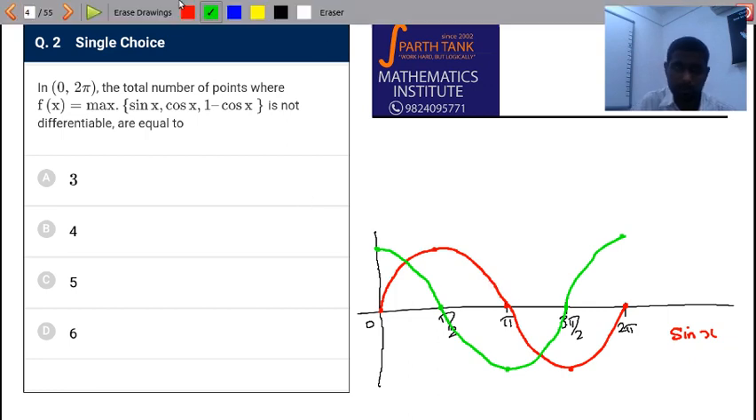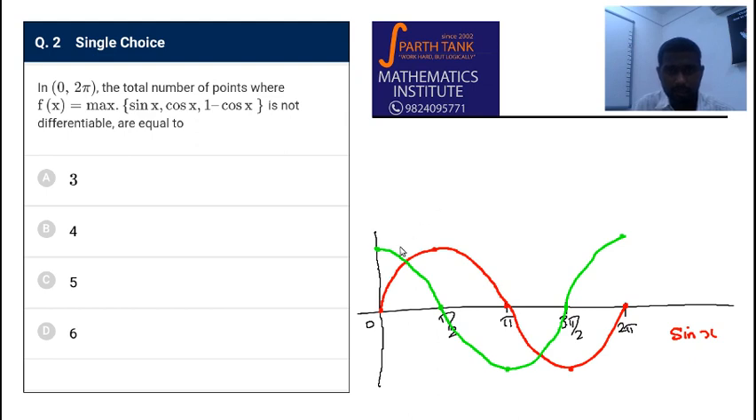The third one is 1 minus cos x, and let us find the points through which it passes. When x is equal to 0, 1 minus cos 0 is 1 minus 1, which is 0. When x is equal to pi by 2, 1 minus cos x is 1 minus 0, which is 1. When x is pi, cos x is minus 1, so 1 minus minus 1 is 2. And when x is 3 pi by 2, it is 1 again, and here it becomes 0. Now the curve should pass like this.